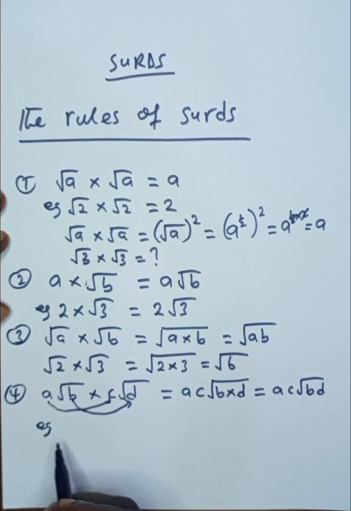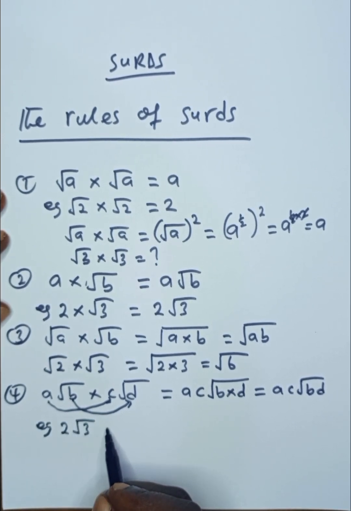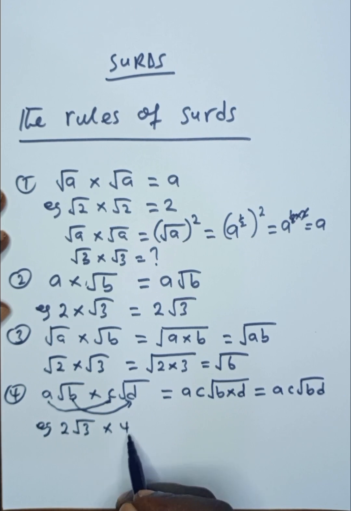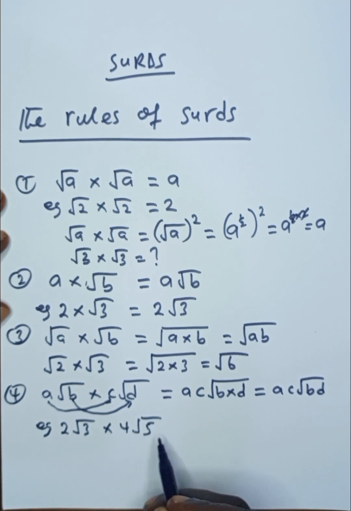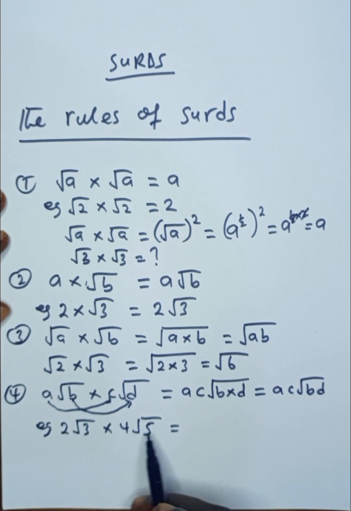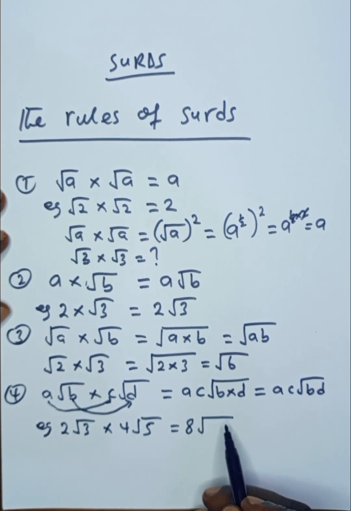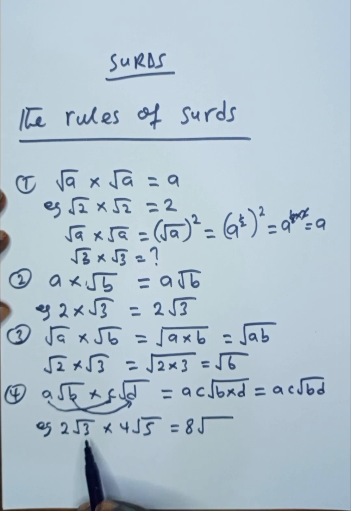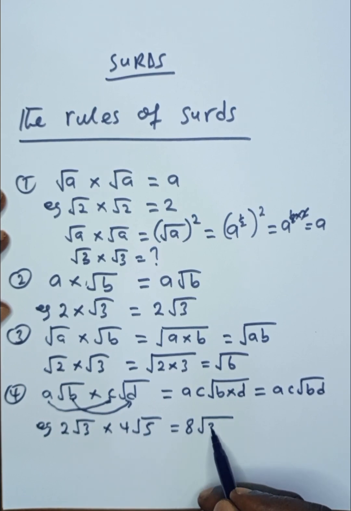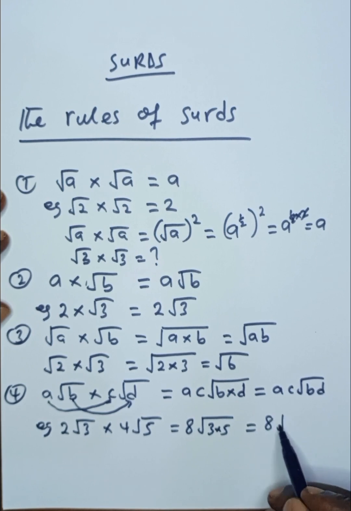So example, if we have 2 root 3 times 4 root 5, what happens is that the 2 multiply the 4 to give us 8 root, then the numbers under the root sign will also multiply. So we have 3 times 5, which will give us 8 root 15. Now let me consider the last rule.